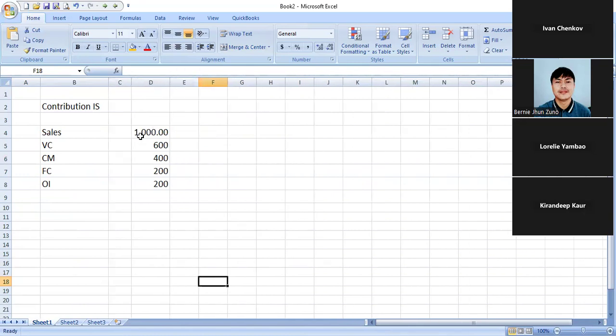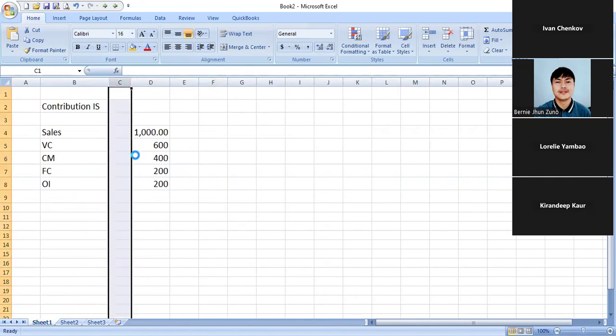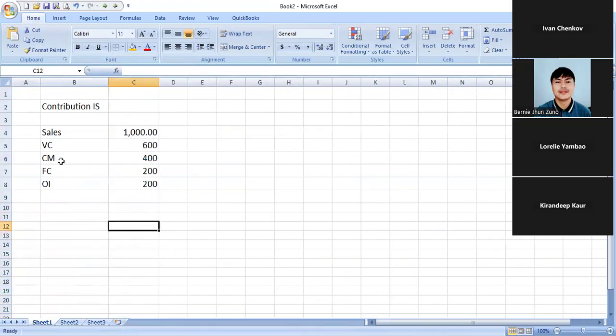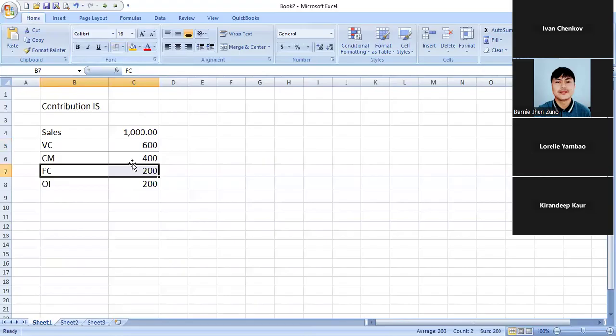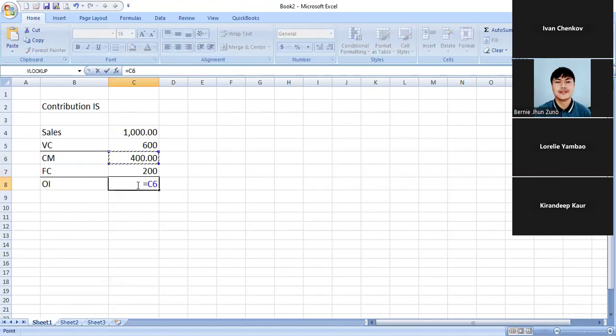But before we do that, let's do some adjustments here and do some calculations. We already said that here we're going to have our first calculation, and here will be our second calculation. The first calculation is going to be equal to 1000 minus 600, and the second calculation will be the contribution margin minus the fixed cost. We're going to have our operating income.